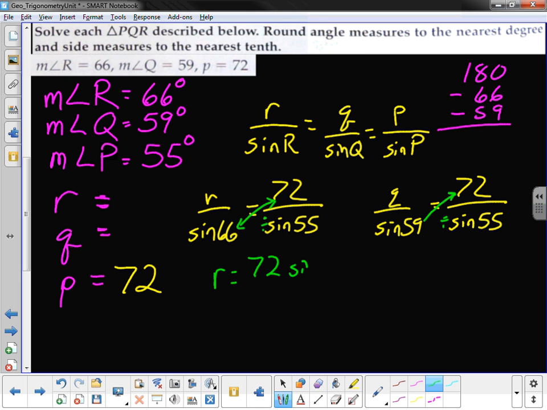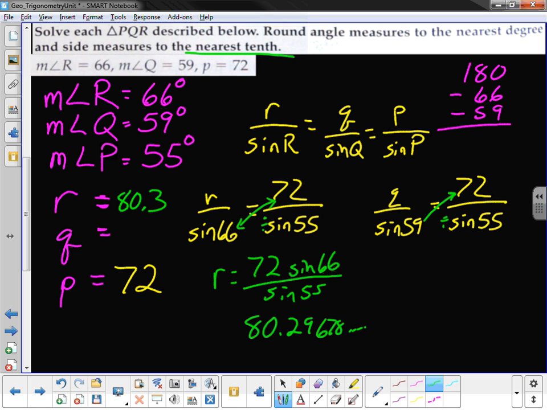So if I take 72 times the sine of 66 and divide that by the sine of 55, I get 80.29678, on and on and on. Up here it says to the nearest tenth for side measures, so 80.3. Now does that make sense? Well, 66 is bigger than 55, so side R should be bigger than 72, and it is. Good deal. Now let's do Q.